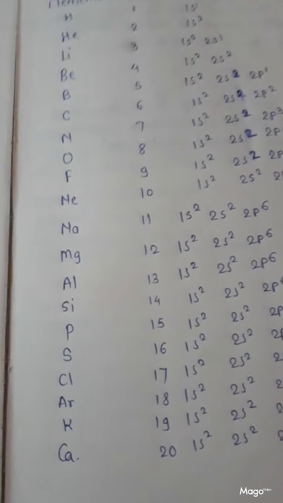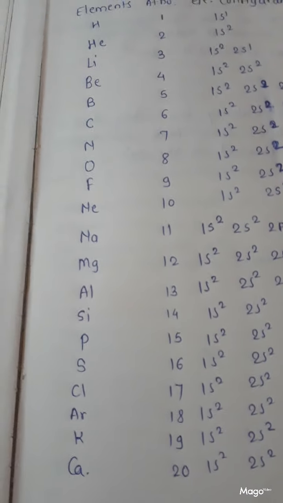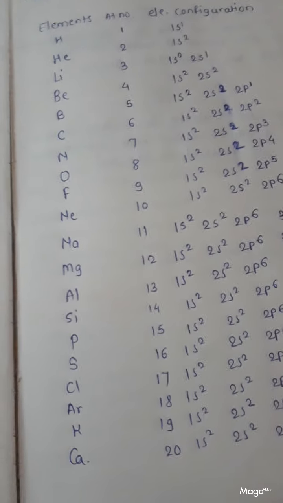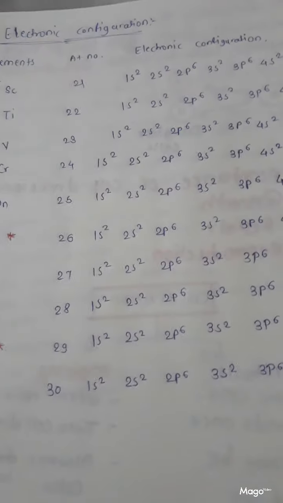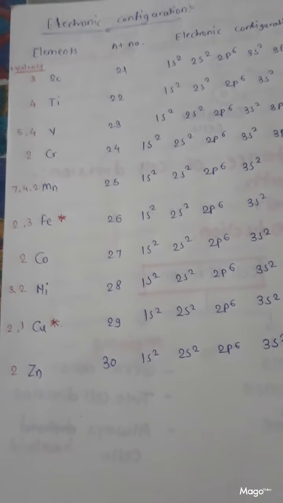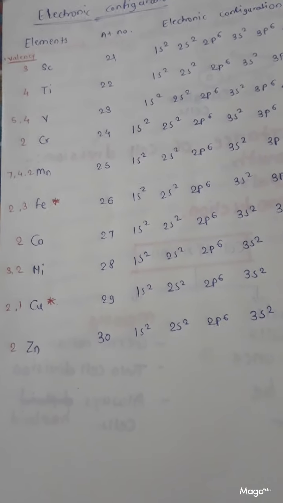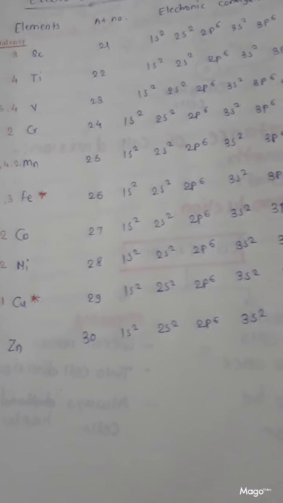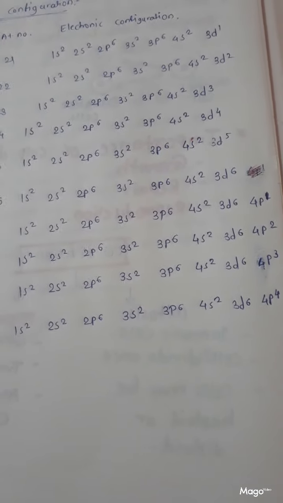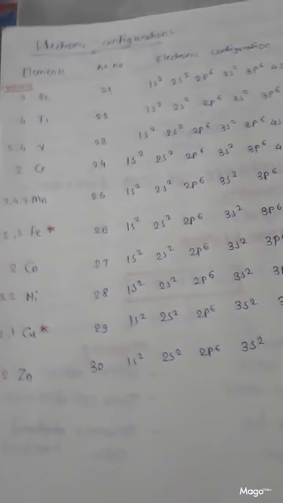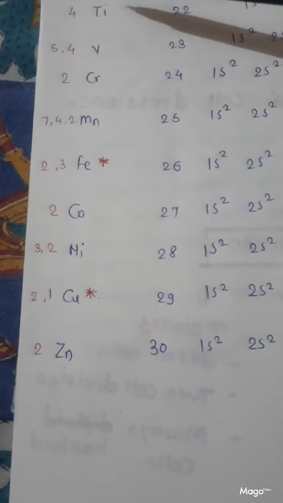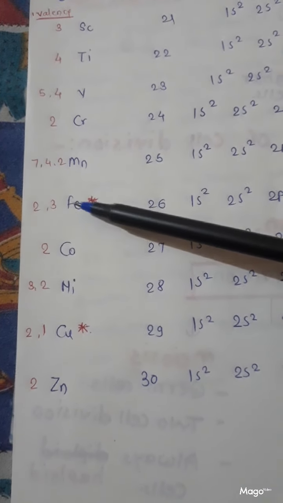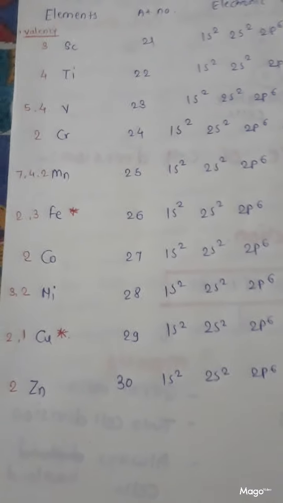In your syllabus only 20 elements are there for determining valency, but I will tell you the valency of other elements also. So you can see here the electronic configuration of scandium to zinc, that is from the 21st to the 30th element, and you can write this by using my video lecture. When we are talking about valencies, they show different valencies here, 5, 4, then iron 2, 3, copper 2, 3. This is called variable valency.